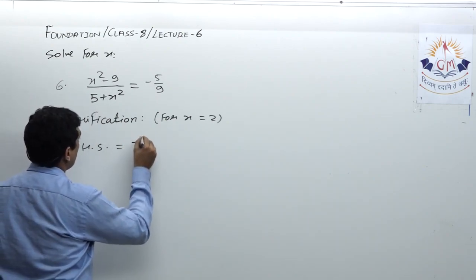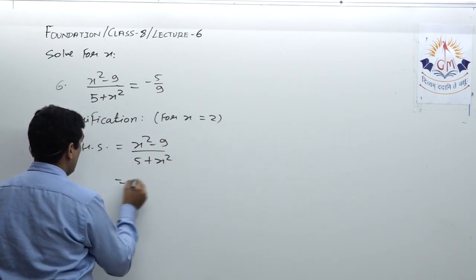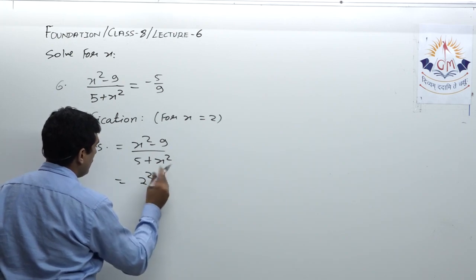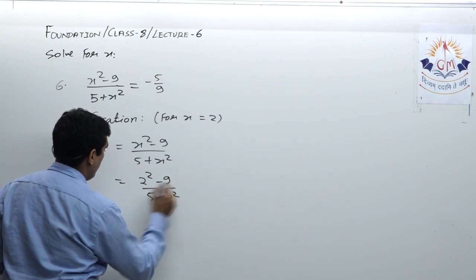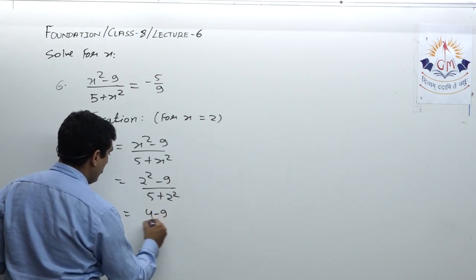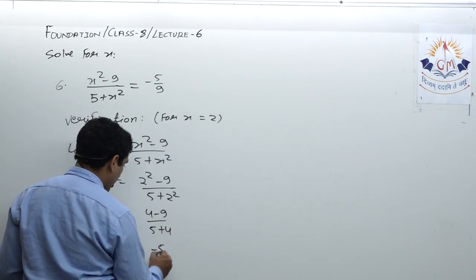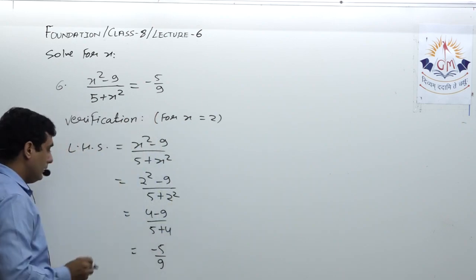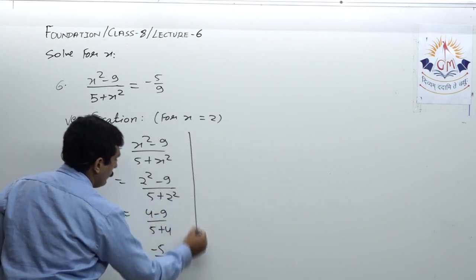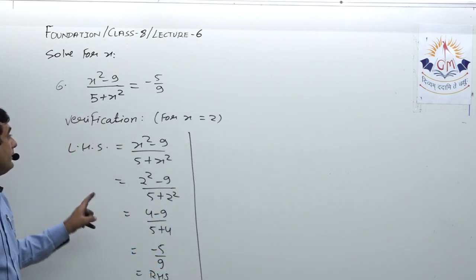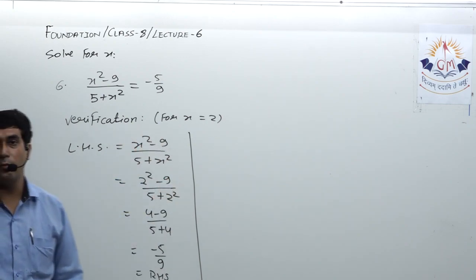So here it is x square minus 9 upon 5 plus x square. So x is 2 square minus 9 upon 5 plus 2 square, that is 4 minus 9 upon 5 plus 4. Okay, that is minus 5 upon 9. Yes, so here I will say that is equal to RHS. So left hand side is equal to right hand side. Is noted down. Then we'll see the verification for x equal to minus 2 as well.